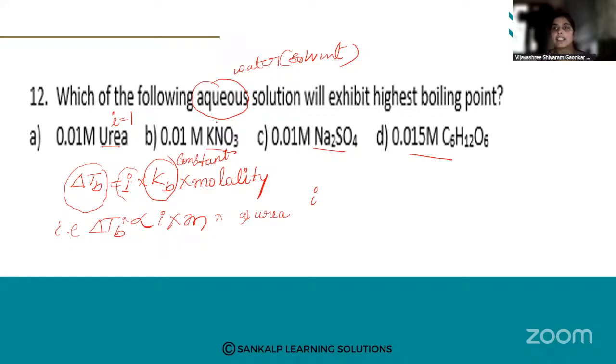KNO3 is an electrolyte, correct? So when it is dissolved in water, it will form K plus and NO3 minus. So i equal to 2.